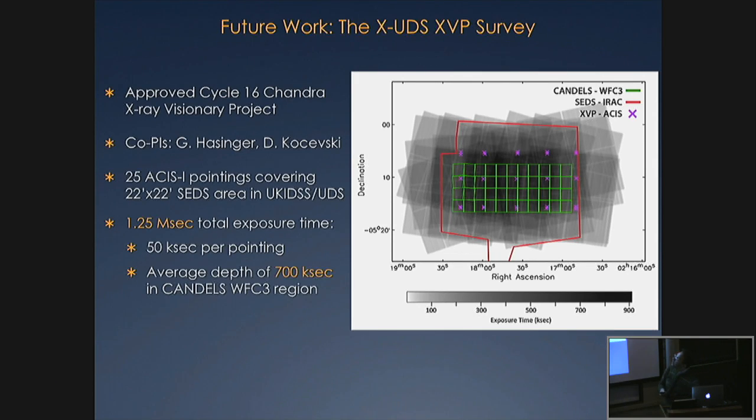So this is the UDS XVP survey. Günther Hasinger and I were awarded about 1.25 megaseconds in the CANDELS UDS field. This is the fifth CANDELS field that so far had lacked Chandra observations. The green mosaic here is the WFC3 mosaic, and you can see the Chandra exposure map outline. The red here is the really deep IRAC observations from the SEDS survey. So this is going to give us an average depth of about 700 kiloseconds in the WFC3 area, comparable to what we have in EGS.